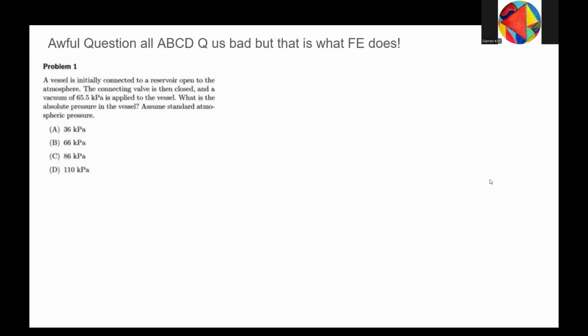It is working. What is the absolute pressure of the vessel? Assume standard atmosphere. Okay, so this is wonderful because this is basically doing something I taught my brother a little bit.